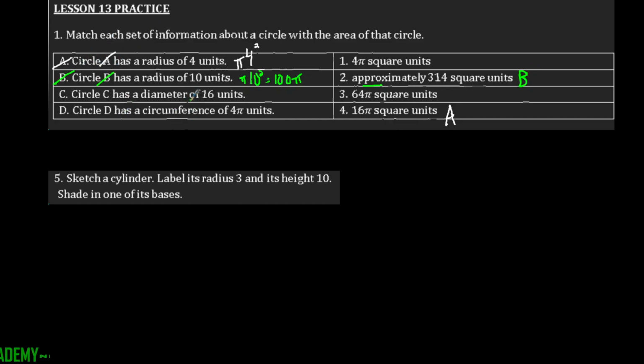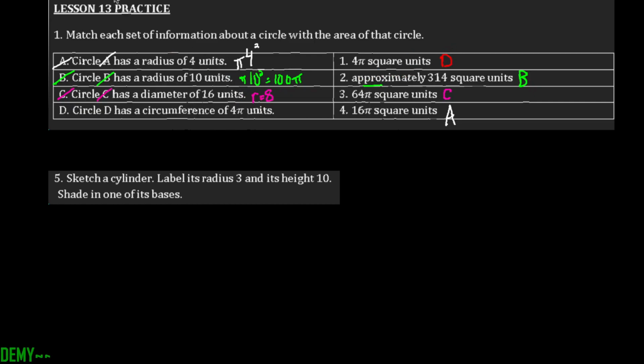So now for circle C, it actually gives us our diameter, which we can cut in half, and we can say our radius is going to be equal to 8, because half of 16 is 8. That means that if we have 8 squared, again, 8 squared is going to be 64, so that's going to be C. So C goes with 3. And by process of elimination, our last one is going to be D. So D goes with 1.